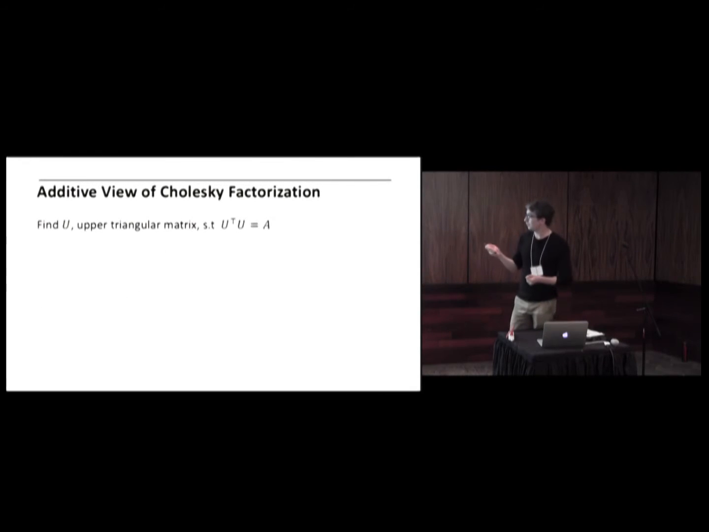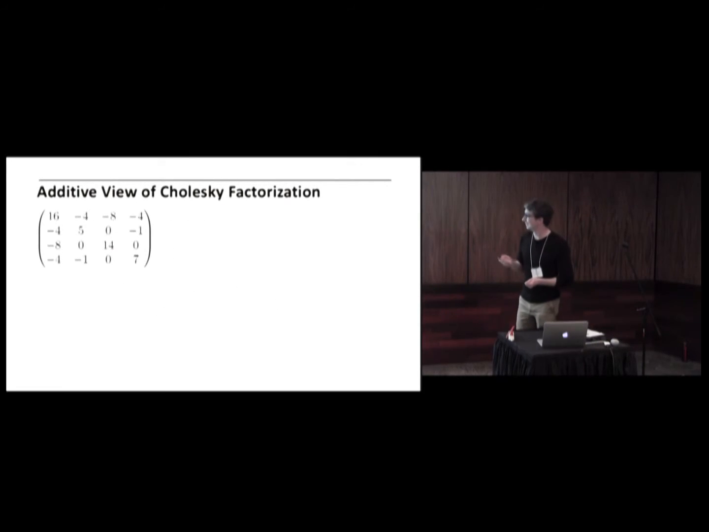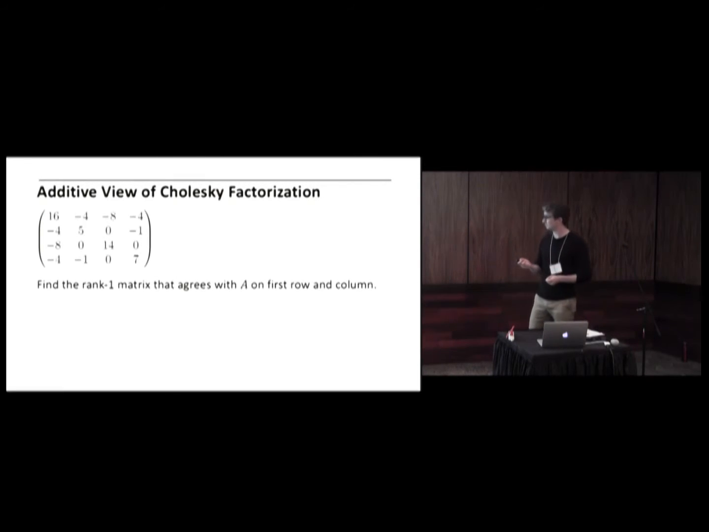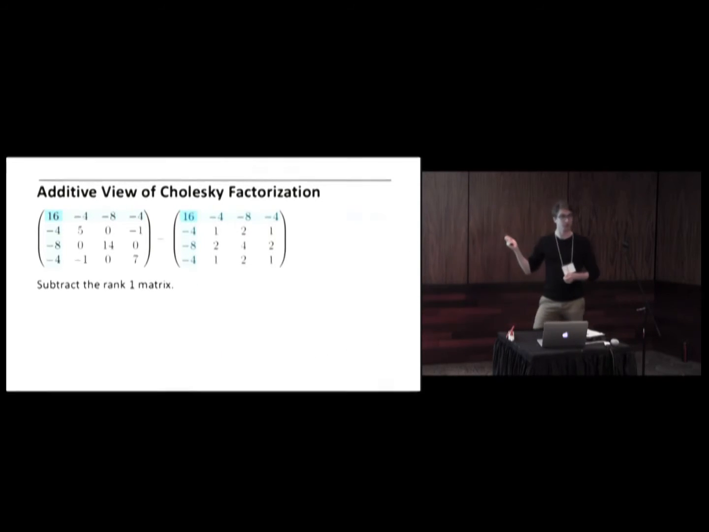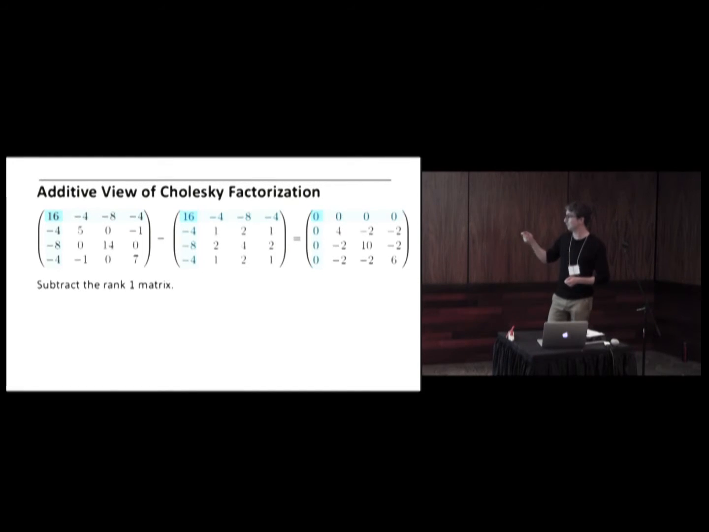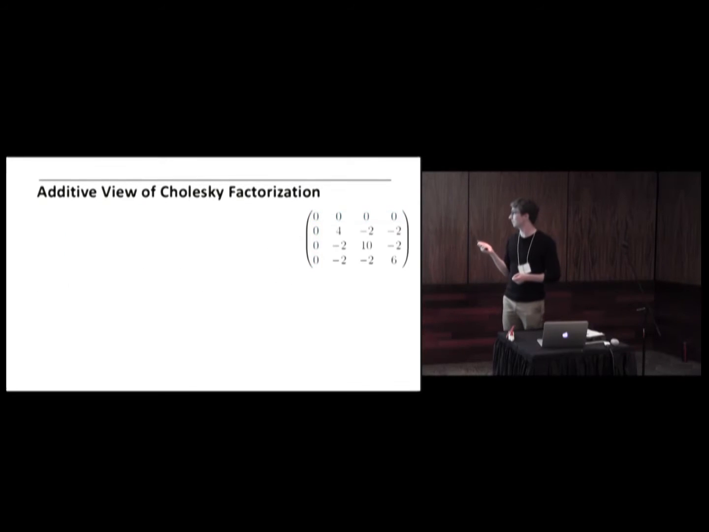So let's do Cholesky factorization. We have a PSD matrix A, and you've all checked it's PSD, so let's start. Let's find the rank 1 matrix that agrees with A on the first row and column. So here I'm showing you the first row and column. Here's a rank 1 matrix that agrees with that row and column. Now, let's subtract this rank 1 matrix from our current matrix. We get zeros in the first row and column. Now we say we've eliminated the first variable. What's left is PSD again.